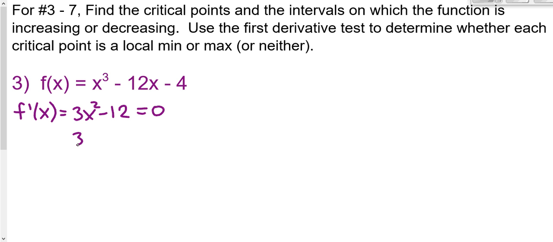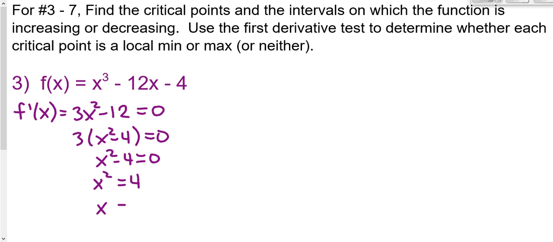We could factor out the 3. We could divide both sides by 3. We could factor the quadratic expression, or we could just add 4 to both sides and then square root. And be sure when you square root to put plus or minus. So plus or minus 2, those are the critical points.